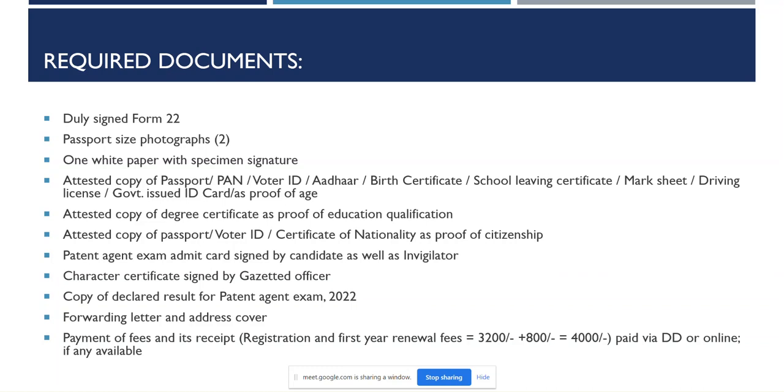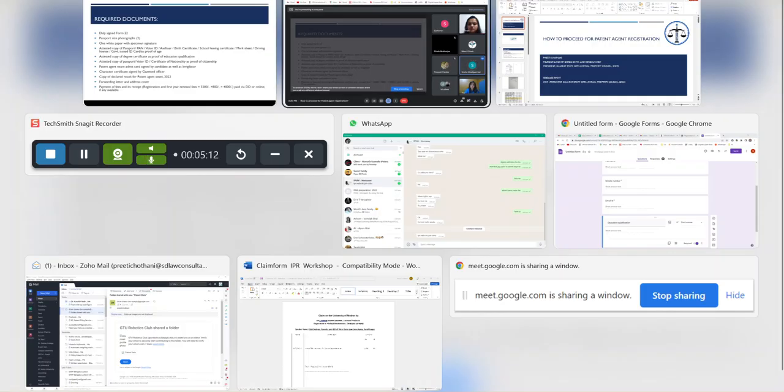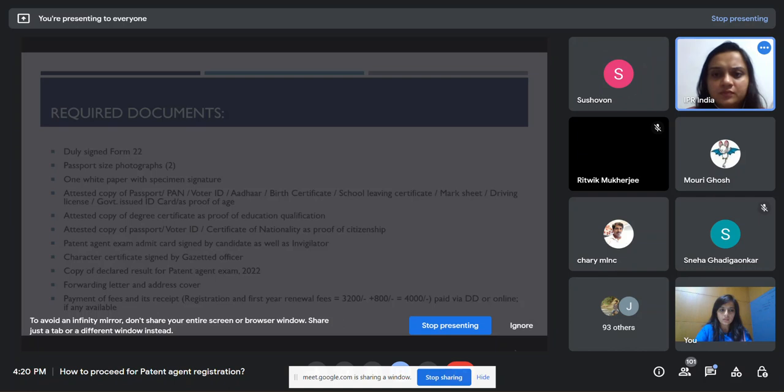So in that case, what is the solution? We have signed the admit card, but the invigilator has not signed the admit card. Yes, ma'am, it happened with all of them. Yes, ma'am, many of them.